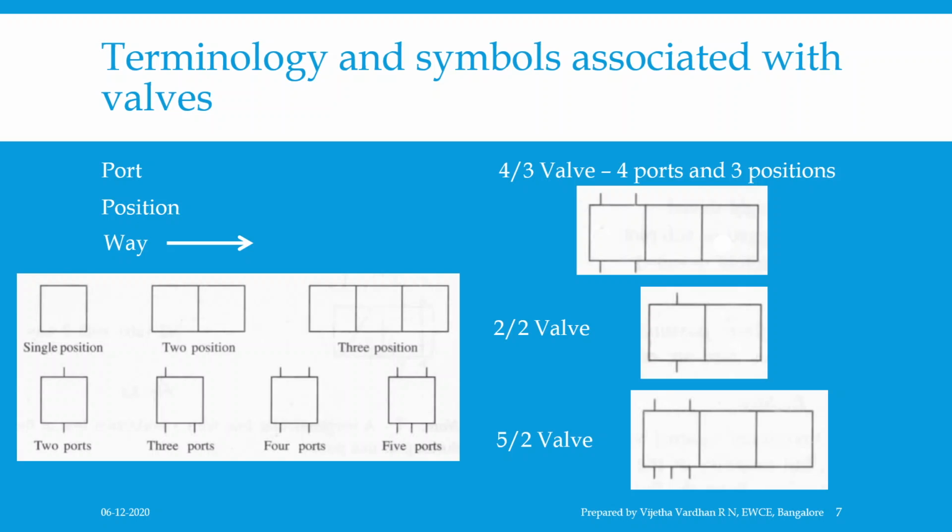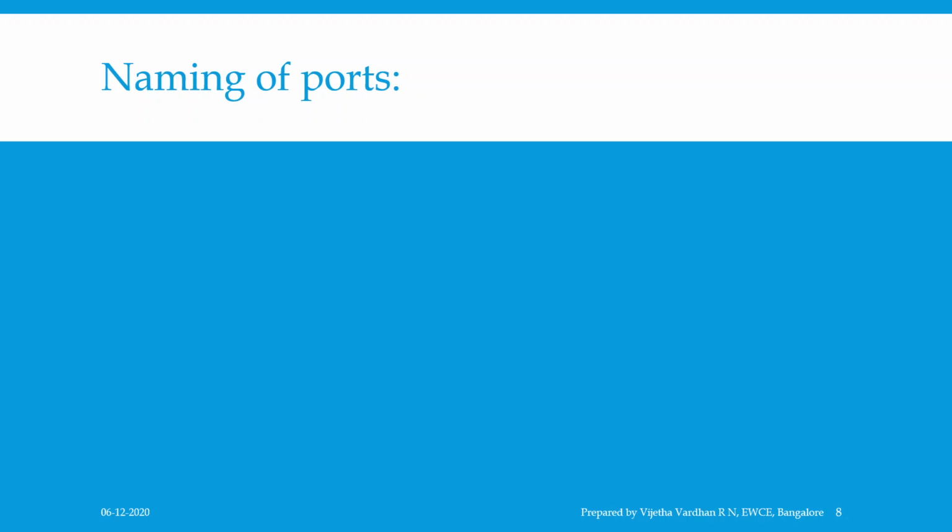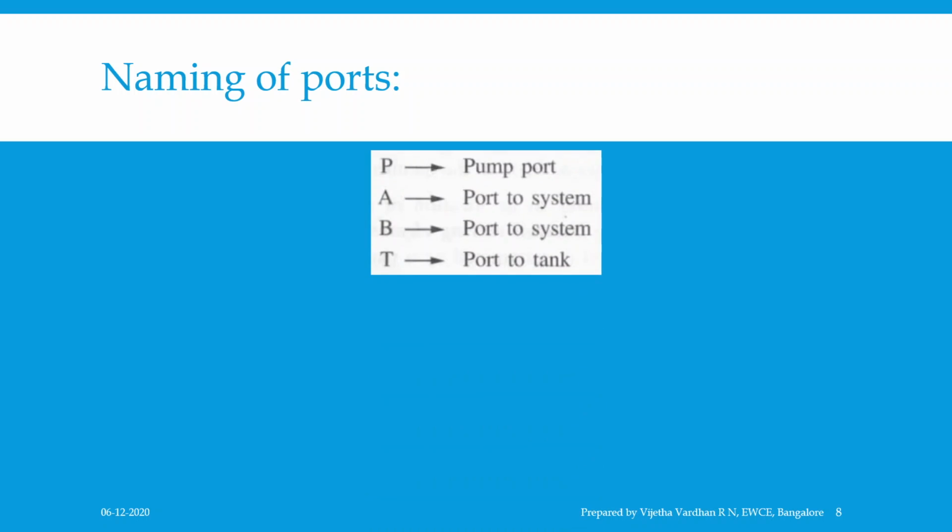Then coming to the next terminology called naming of ports. The ports on the valves are named using alphabets to give a specific meaning, like P, A, B, and T are the alphabets used to name the ports, where P refers to pump port, A refers to port to system, B refers to port to system, as well as T refers to port to tank. And the tank indicates the port is the external connection to the tank.